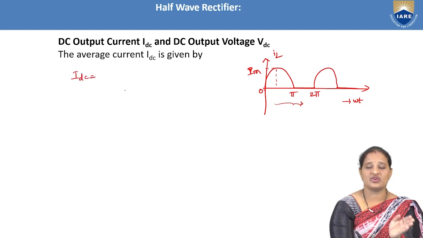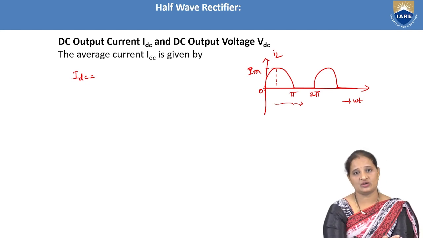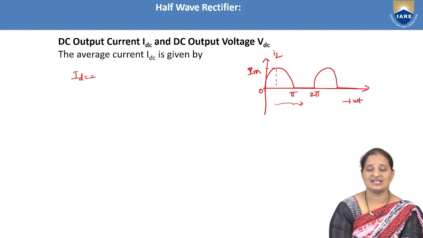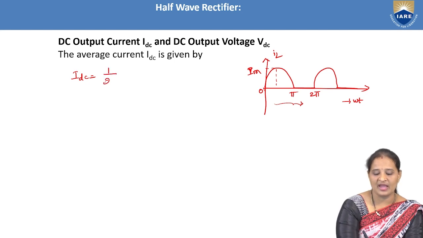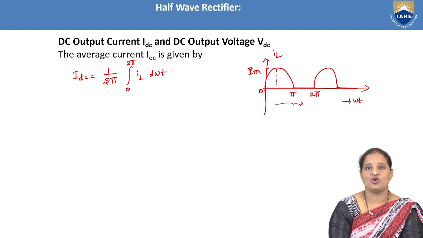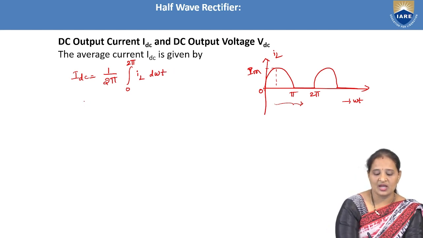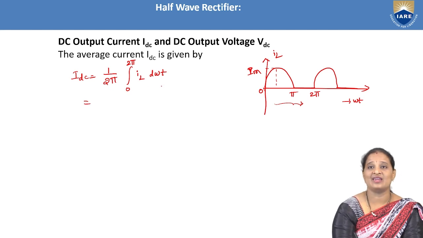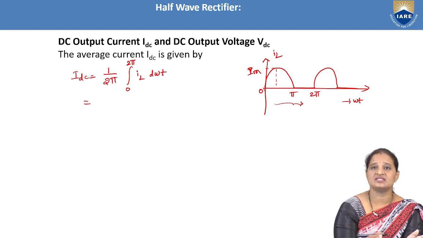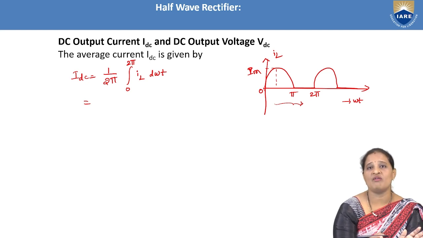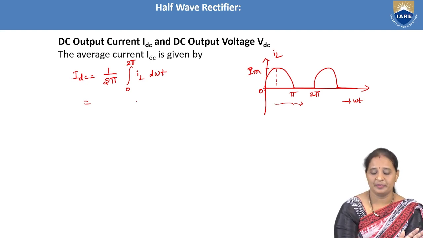As we always get the DC output across the load resistor, we are representing it as IDC, which can be obtained by 1 by 2 pi integral 0 to 2 pi IL d omega t. This represents the area under the curve for a duration of 0 to 2 pi. That means for a complete cycle, the area under the curve represents the average value, or else the DC value of output current, which is represented by IDC.